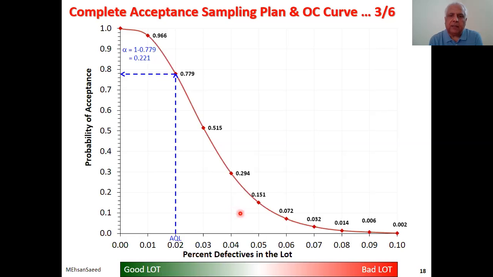You would recall that LTPD or RQL was 6%, which is here. So hit the graph with 6%, and you get a probability indicated over here of 7.2%. So if I can just draw it here, this is your beta risk. And this is your alpha risk.